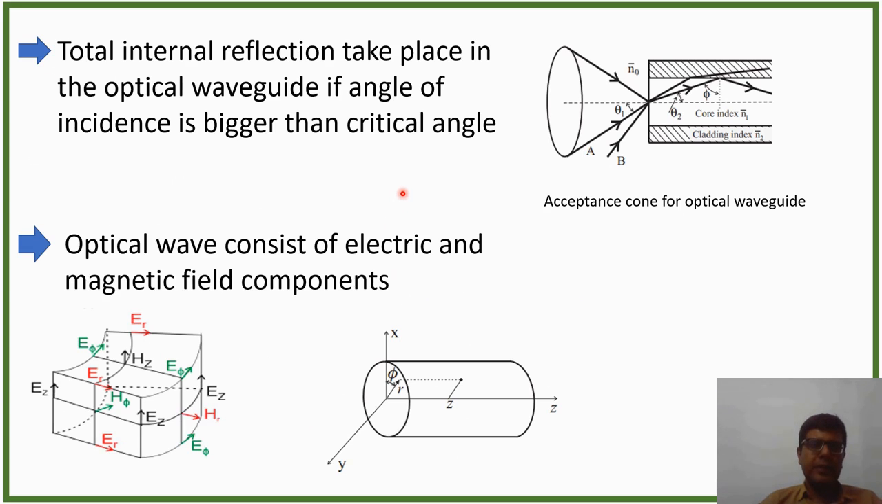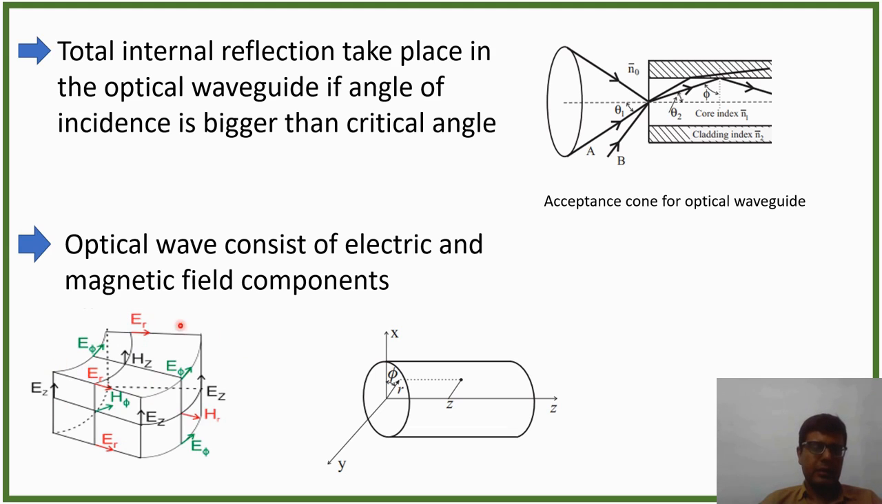Total internal reflection takes place in the optical waveguide if the angle of incidence is bigger than the critical angle. In this example, if the incidence angle is bigger than theta 1, we have the total internal reflection condition satisfied. How can we imagine the components of electric and magnetic fields in the optical waveguide?